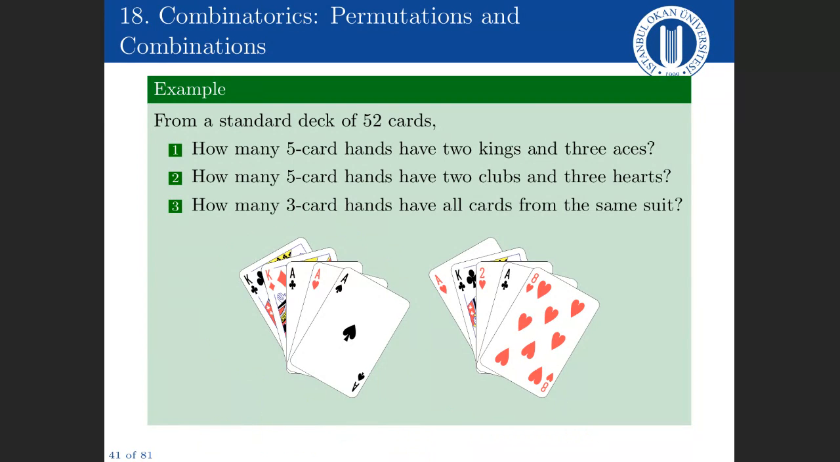First question, how many 5-card hands have 2 kings and 3 aces? In other words, how many ways can we choose 5 cards from 52 cards and ensure that we have 2 kings and 3 aces? Part 2, how many 5-card hands have 2 clubs and 3 hearts? Part 3, how many 3-card hands have all cards from the same suit?